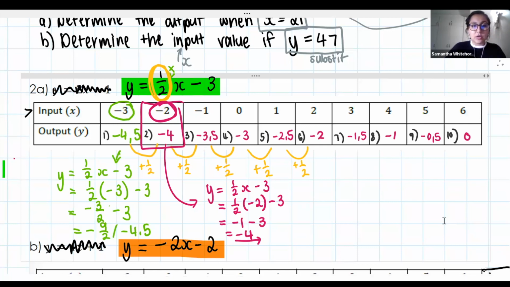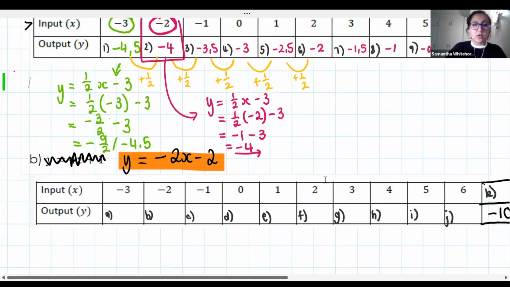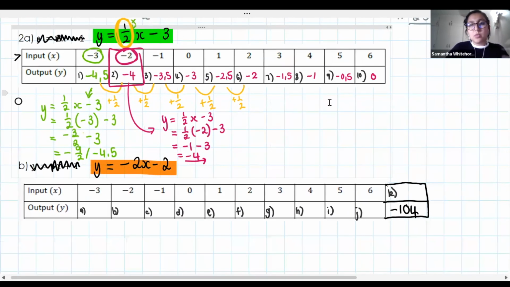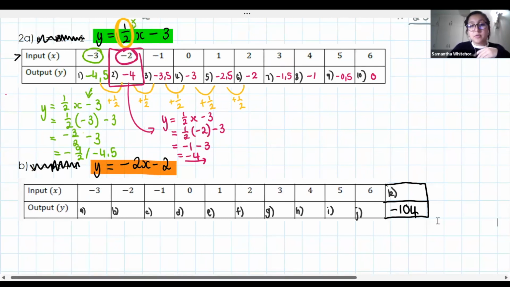Right, guys. I'd given you a second question. I just didn't ask you to do it all at the same time. I'm going to make that a touch smaller for you, just so that you can see what we were doing in the first question, and hopefully it'll help you for the second one. I want you to do the same thing here. Our rule is y is equal to -2x minus 2. And I want the outputs from A to J, and then be careful, K is actually an input.